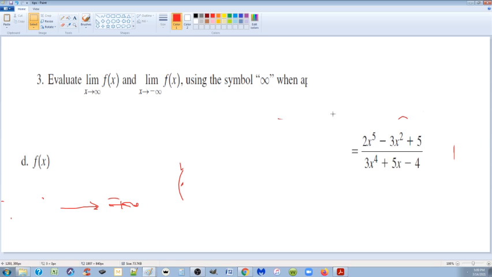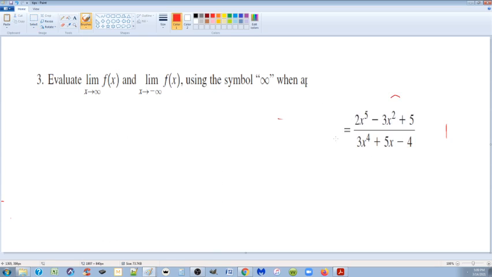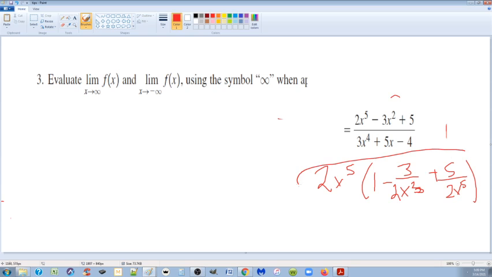What's interesting about this one is you're going to discover an oblique asymptote just by the factoring process. So up top, I can factor out 2x to the 5, and I'm left with 1 minus 3 over x to the 3 plus 5 over, I'm sorry, this should be 2x to the 3 over 2x to the 5. This is a big hint in what you have to do, and actually we're going to do that now.